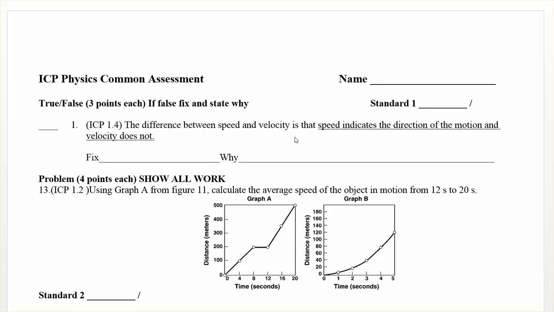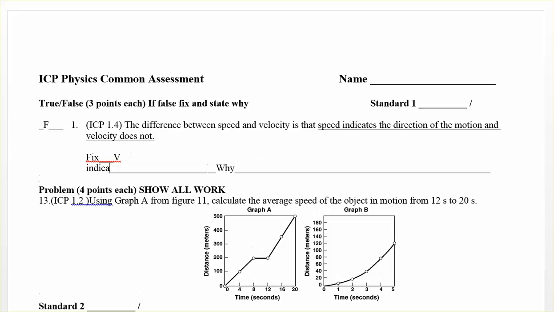The difference between speed and velocity is that speed indicates the direction of the motion, and velocity does not. Well, this is actually just the vice versa, so this would be false. I would fix this by saying velocity indicates direction. Speed doesn't.